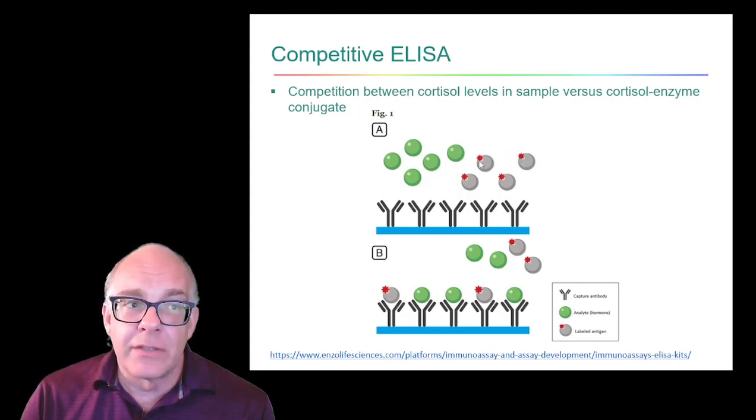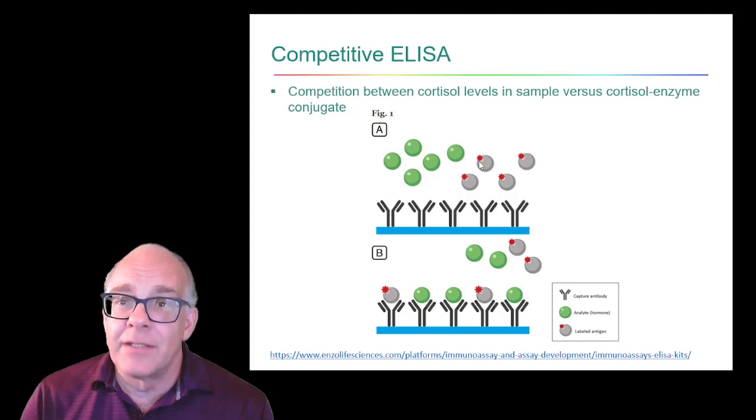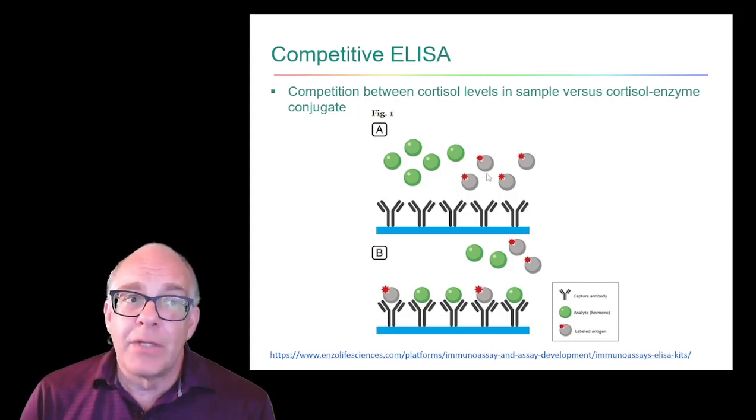And so these little gray dots with the little red stars on them are going to be cortisol that is provided in the kit for doing this competitive ELISA, this competitive enzyme-linked immunoassay. We'll put in a known amount of our labeled antigen, a known amount of cortisol molecules, gray molecules with little red stars on them, indicating that we can measure the color that's going to be there. They're going to compete for binding sites within these antibodies over here.